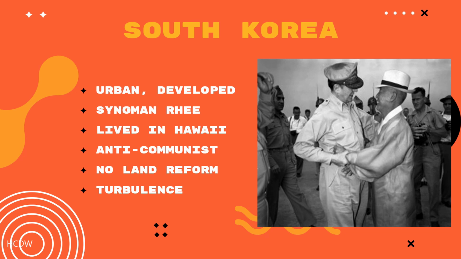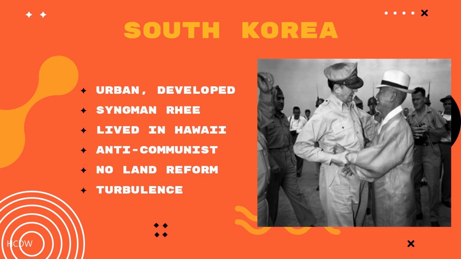The South was led by Syngman Rhee, an elderly leader who had spent many years in the United States. Rhee was also a Christian and was fascinated with America. He wanted the South to become a liberal capitalist democracy like the United States, and he often wore American clothes rather than more traditional clothes.